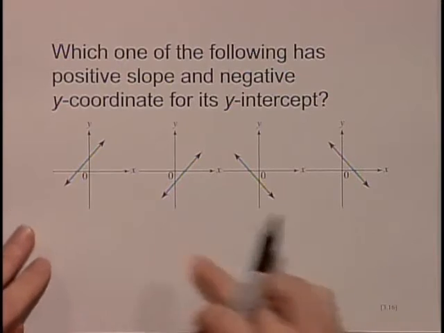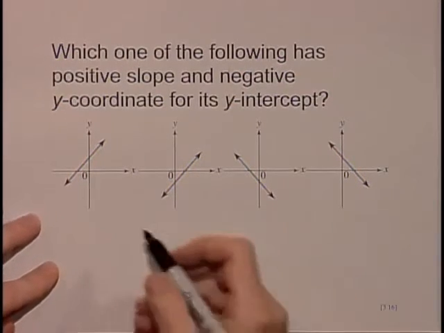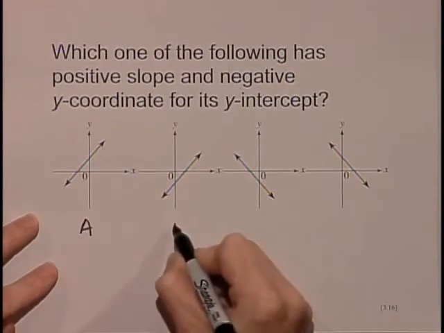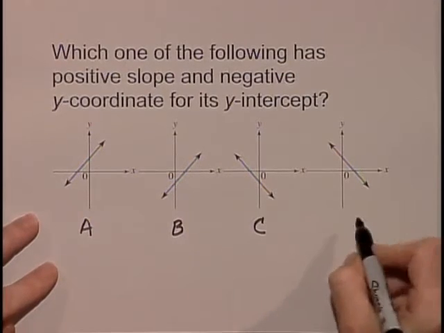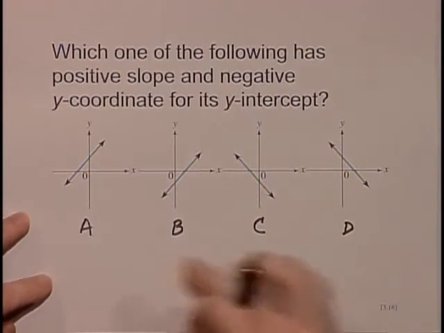Which of the following has positive slope and a negative y-coordinate for its y-intercept? We have 4 graphs. Let's label them A, B, C, and D. We're going to go through each one.